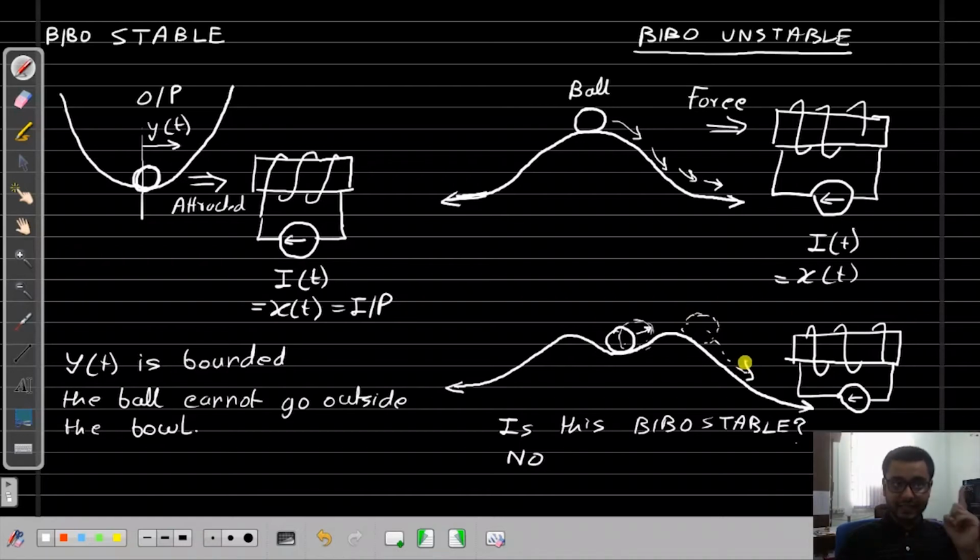So that means there is some possible input which is still bounded, still not infinite, which causes the output to become infinite. So for at least one input, the output becomes unbounded and the system fails to be stable. If the system fails to be stable for one input, then it is unstable. To be stable, a system must be stable for all bounded inputs. That's the important thing.